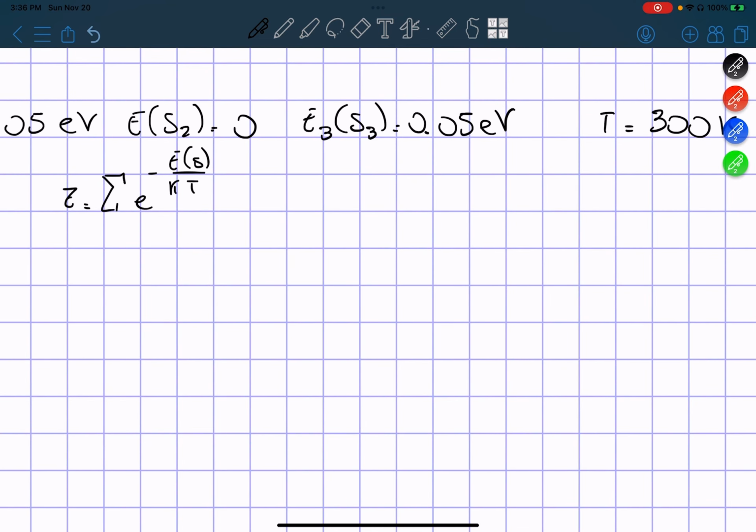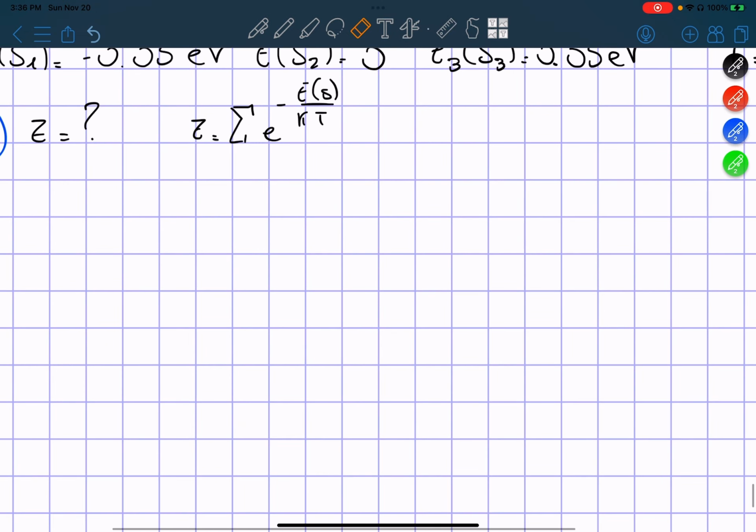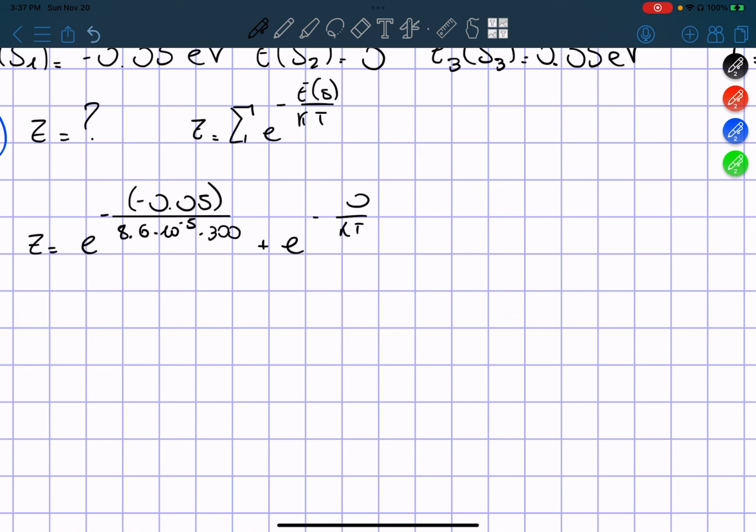So now we can start solving it, and we can say that Z then is equal to e to the power of negative 0.05 divided by k, where k in this case is equal to 8.6 times 10 to the power of negative 5, times 300, plus e to the power of negative 0 divided by kT. I'm not going to write this out because, of course, it's going to be 1. Then e to the power of negative 0.05 divided by 8.6 times 10 to the power of negative 5 times 300.